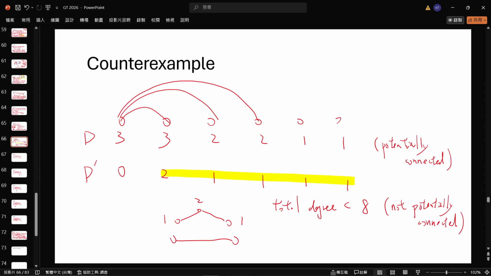Okay, so yeah, if this new degree sequence is not potentially connected, it means the rest of the graph can be disconnected. So we cannot guarantee that the final output will be connected because the remaining part will be disconnected. And yes, perhaps you can use these 3 edges to make it connected, but we're not sure, okay?